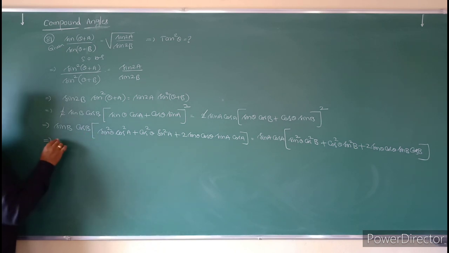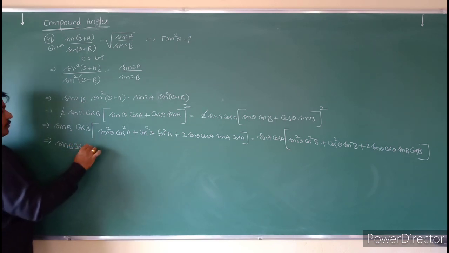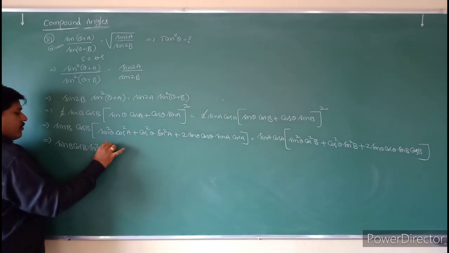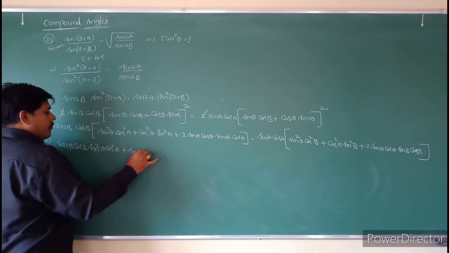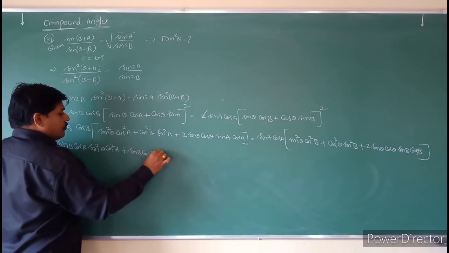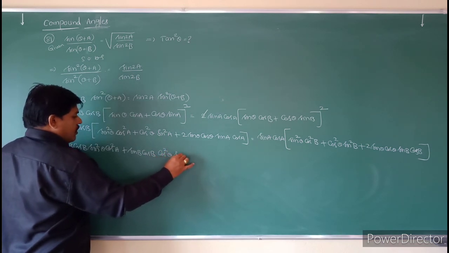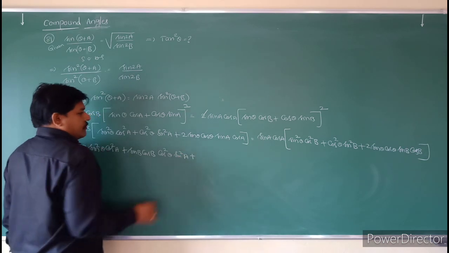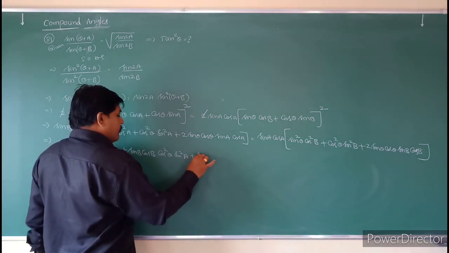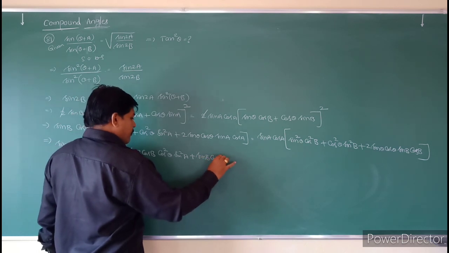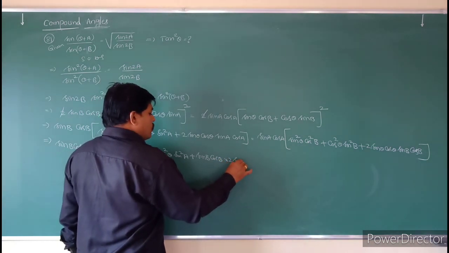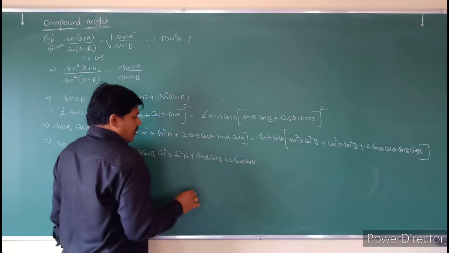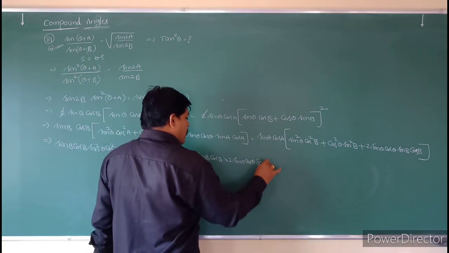See that carefully, multiply this sin b cos b into sin square θ cos square a, plus sin b cos b into cos square θ sin square a, plus sin b cos b into 2 sin θ cos θ sin a cos a.